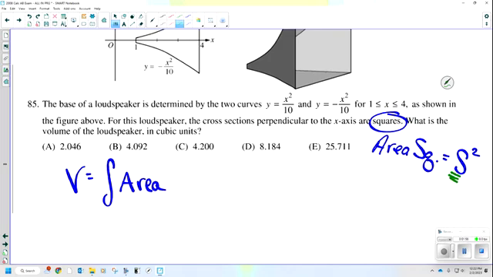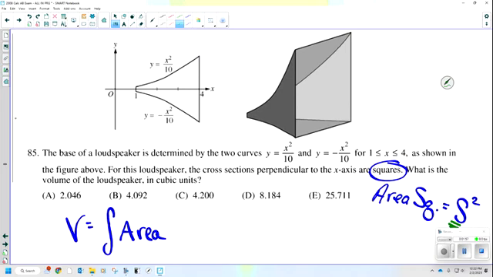Let's take a look at the two graphics they give us above. First of all, I think it's really cool that they have that 3D graphic. They don't always do that. So let's look at that graphic on the right. Notice, here's my square. See the shape? Beautiful. And as we go further into the speaker, the square gets smaller and smaller. What we need is the side. We need this side.